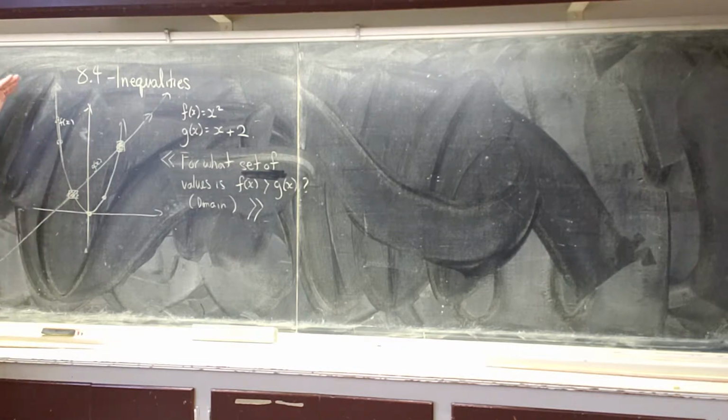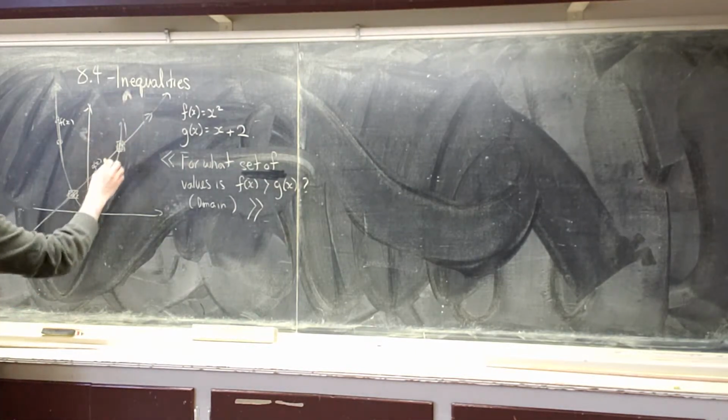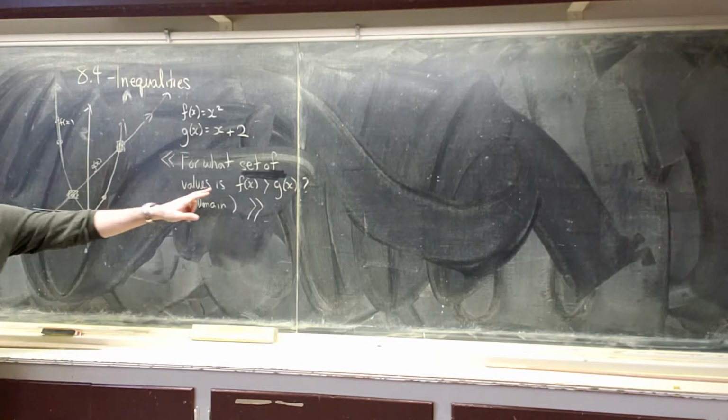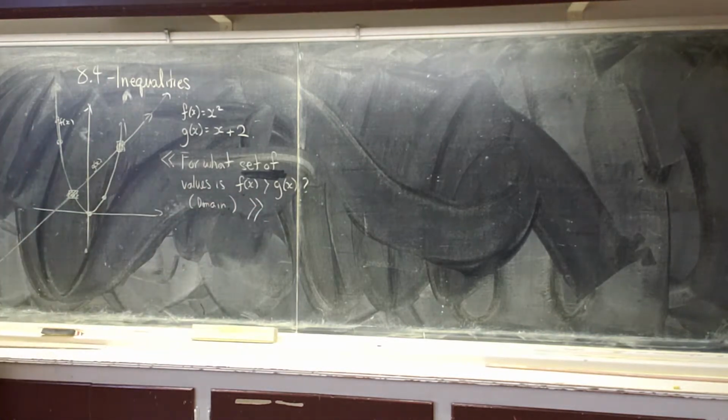Is it above my line? Yes. This is my parabola. Is it above my line? No. That's all I'm asking. You don't have to confuse yourself with it going on forever. Just look at the graph. Which sections in this entire picture is the parabola above the straight line? That's it.